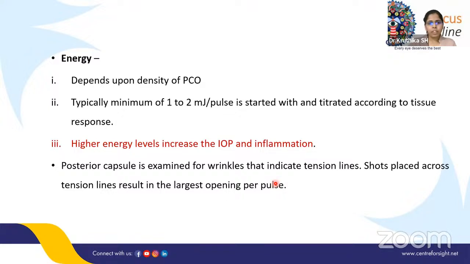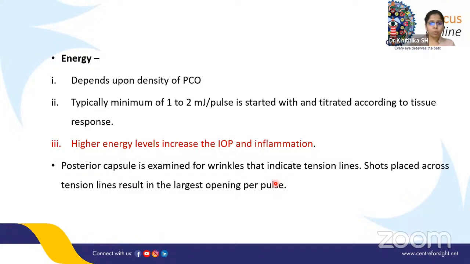Energy used in case of Nd:YAG laser depends upon density of posterior capsular opacification. Typically, a minimum of 1 to 2 millijoule is started with, after which we can titrate the energy based on how the posterior capsule is responding to the shots. What we should remember here is, in case of posterior capsular opacification, when we use Nd:YAG laser with higher energy levels, it increases the intraocular pressure and inflammation.